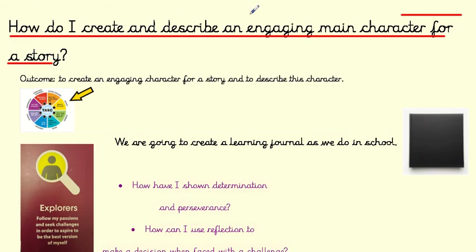How do I create and describe an engaging main character for a story? We've been using the task wheel this week to guide us through our inquiry towards our outcome. By the end of today, we will have created an engaging character for a story and described this character in a short piece of writing. Throughout the week, we've been generating ideas. We've been implementing our ideas and reviewing them, as well as editing them. We've been using our learning journals to do this, just as we would in school.